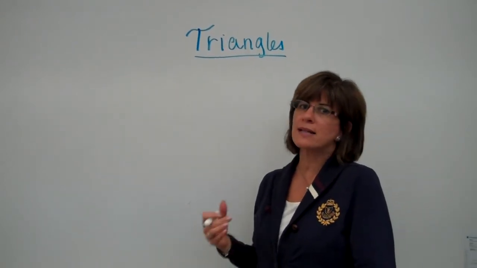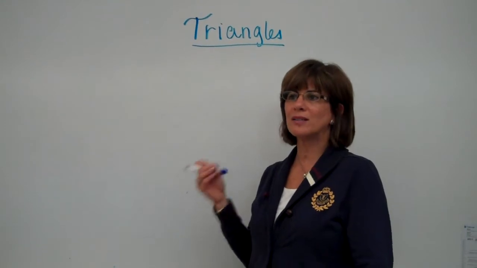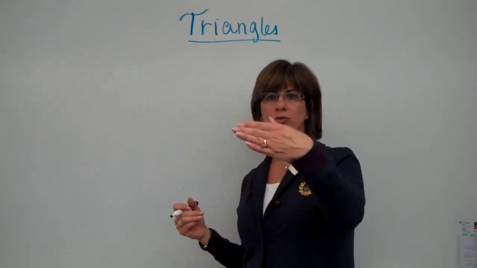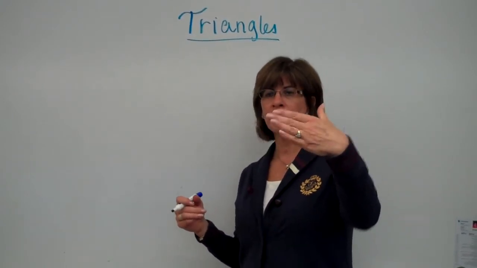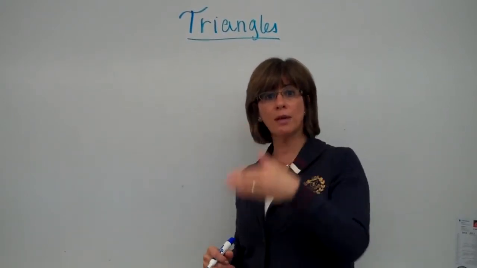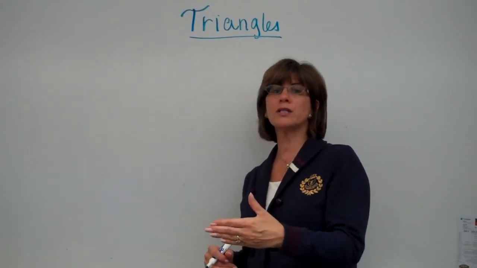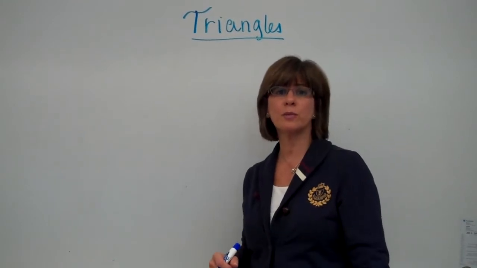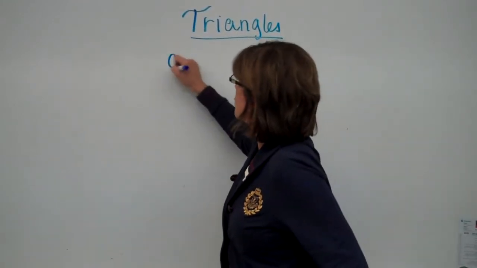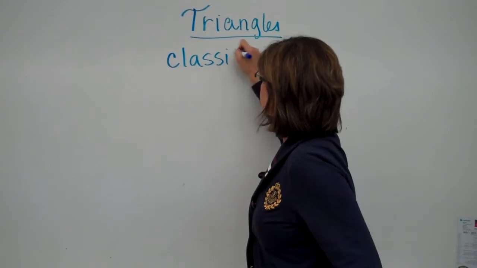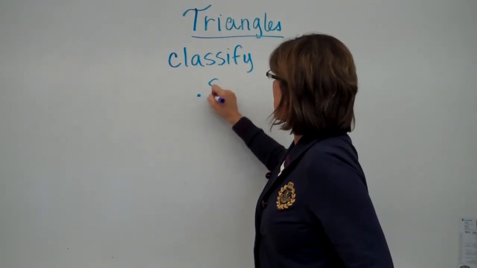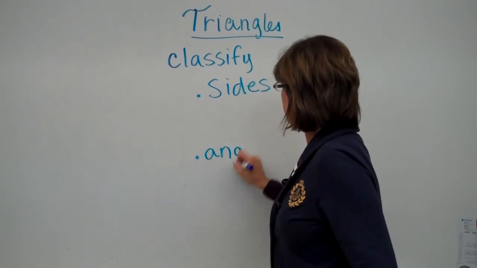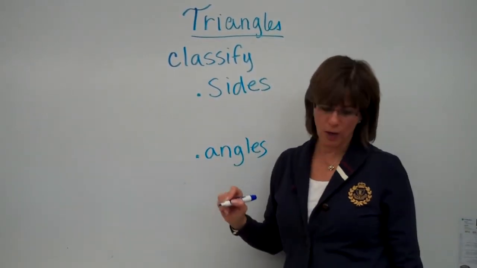So when we classify triangles, I always like to think about classifying like a filing cabinet. If I have a filing cabinet drawer open with folders in it, and I'm talking about triangles, I'm going to have 2 folders. One folder is classifying those triangles by their sides, and the second folder is by their angles. So we have 2 ways to classify: by the sides and by the angles. And you've done this before, I know you have.